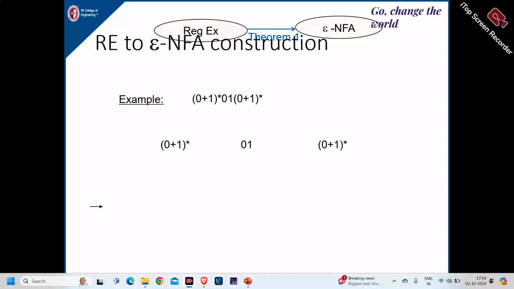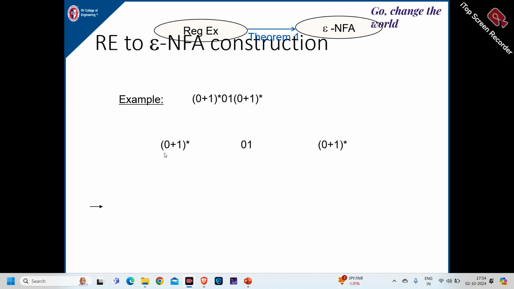In the previous video we saw how to construct an epsilon NFA, that is, how to build the epsilon NFA for a given regular expression. So we'll take one more example to build the epsilon NFA for the regular expression (0+1)* 01 (0+1)*.